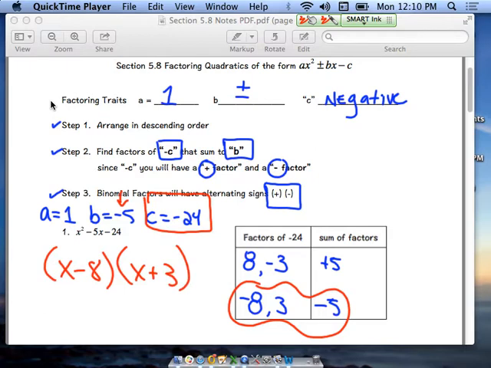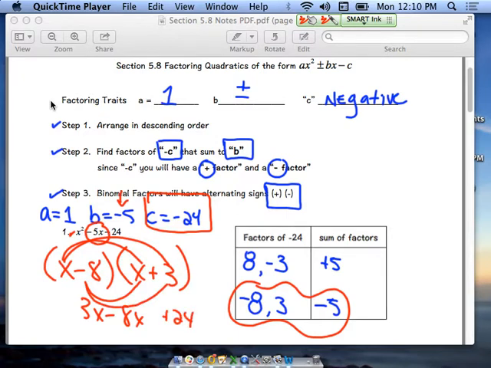And always mentally multiply back to make sure that you have the same answer. X times x is x squared. X times positive 3 gives me 3x. Negative 8 times positive x gives me negative 8x. When I combine those, I get negative 5x. And then finally, negative 8 times positive 3 gives me the negative 24 on the end that I was looking for. So that's a check.